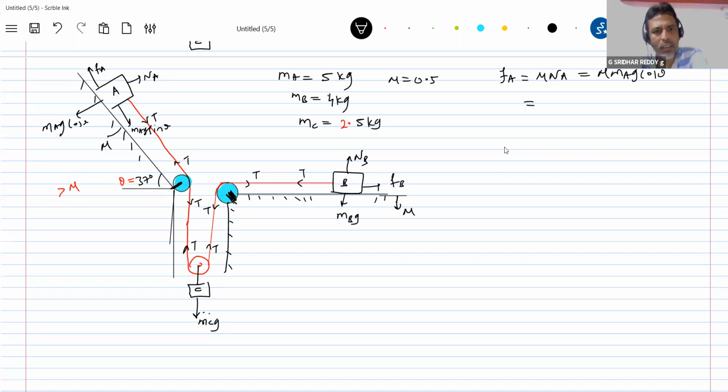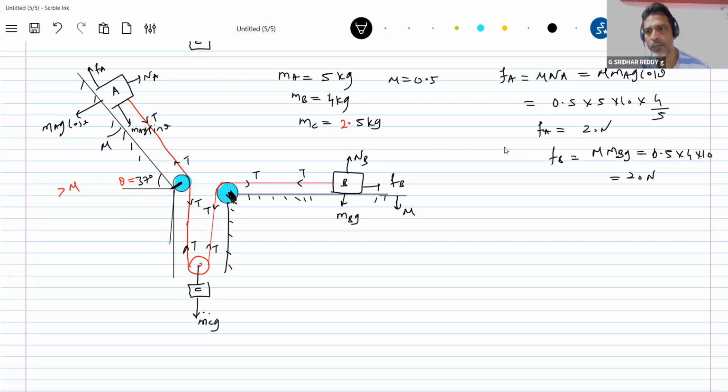So the value of mu is how much? 0.5, 0.5, 5, 10, cos 37 is 4 by 5. 25, so this will be 20 Newton. Similarly, FB is equal to mu MBG, 0.5 into 4 into 10, 20 Newton. Okay, so these are the frictional forces that are acting.